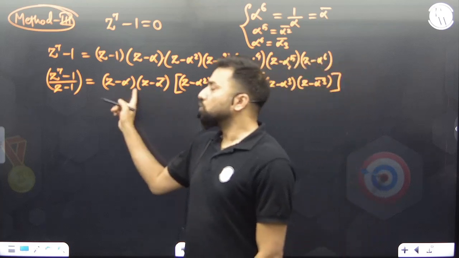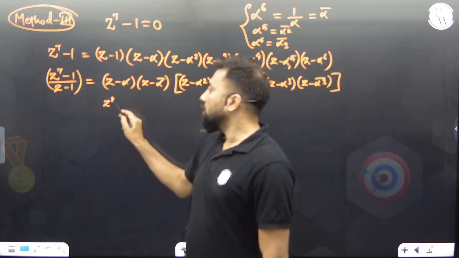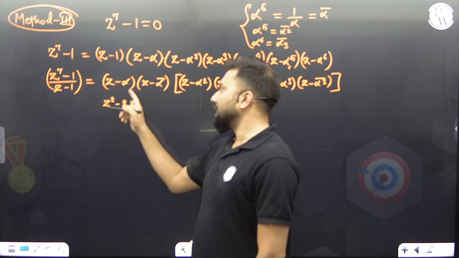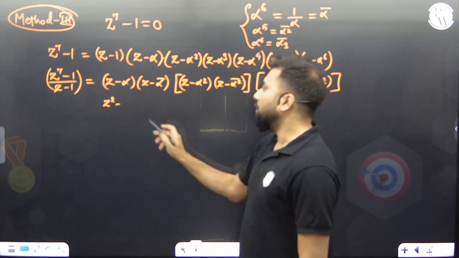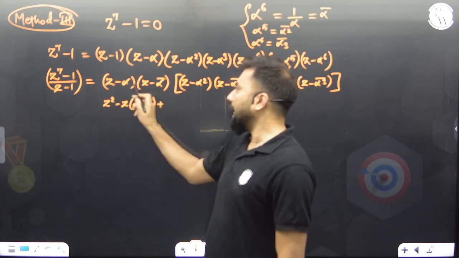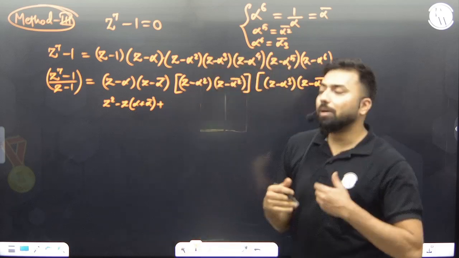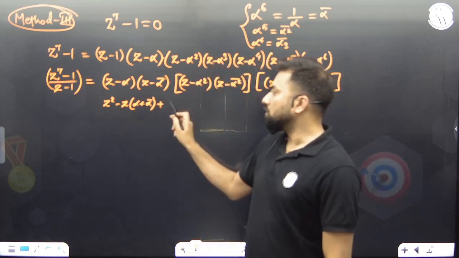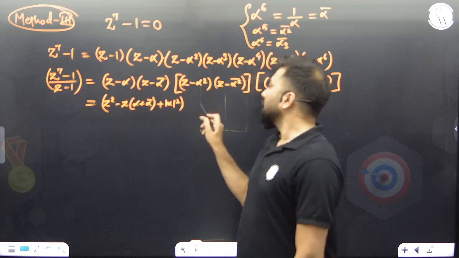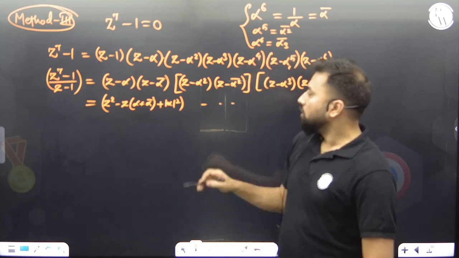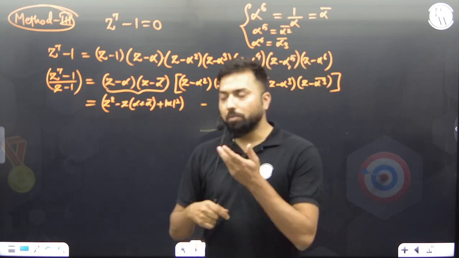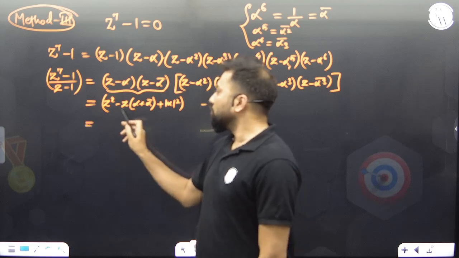If I multiply these two, I'll be getting z square minus z times alpha plus alpha bar, right? z times alpha plus alpha bar plus alpha alpha bar. So alpha alpha bar would become mod alpha whole square, and mod alpha is basically 1, right? And these terms will also be there. So I'm just manipulating these two, and you'll understand how these will be manipulated here. So this is equal to z square minus z times.